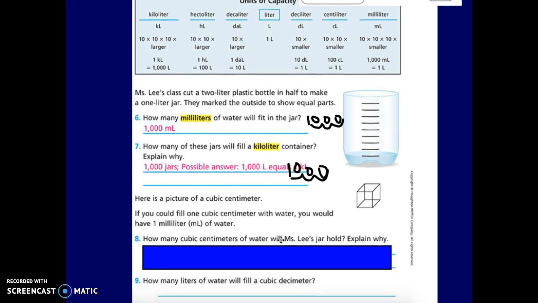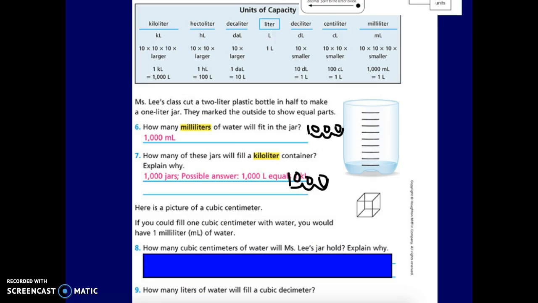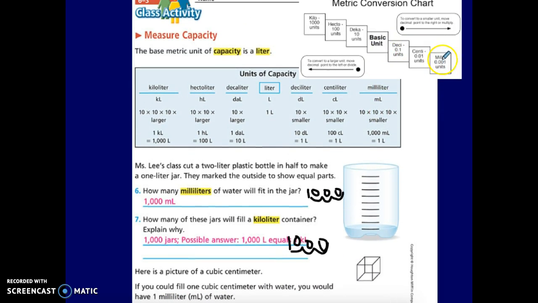All right, let's try one more here. It says, here's a picture of a cubic centimeter. If you could fill 1 cubic centimeter with water, you would have 1 milliliter of water. How many cubic centimeters of water will Mrs. Lee's jar hold? Explain why. Well, we know right here it says that 1 cubic centimeter of water would be 1 milliliter of water. So we know that 1 cubic centimeter is equal to 1 milliliter right here.